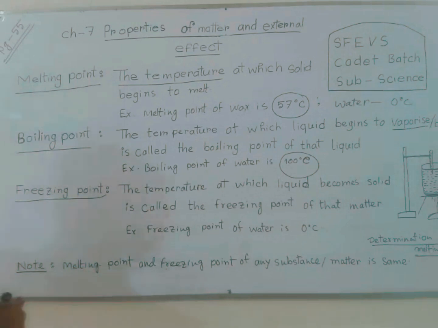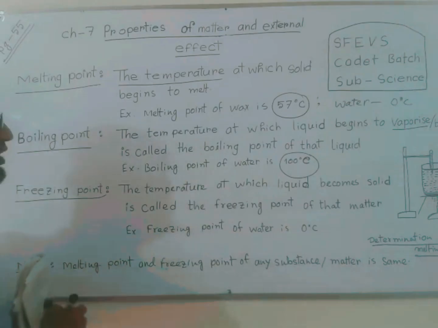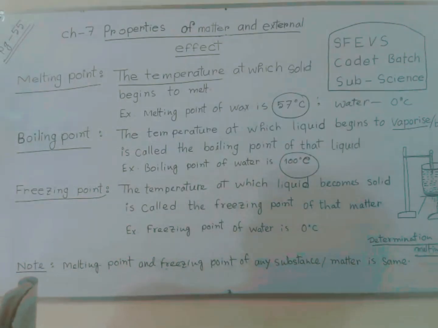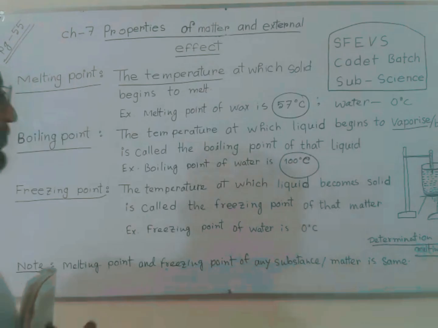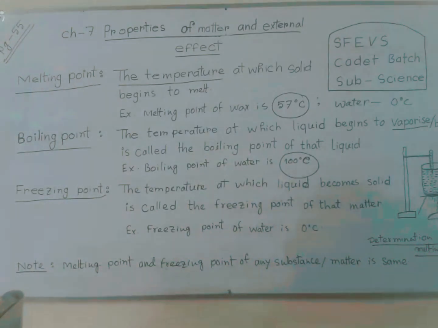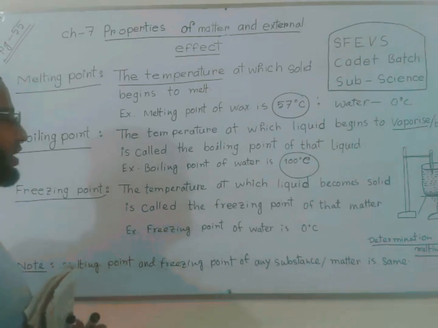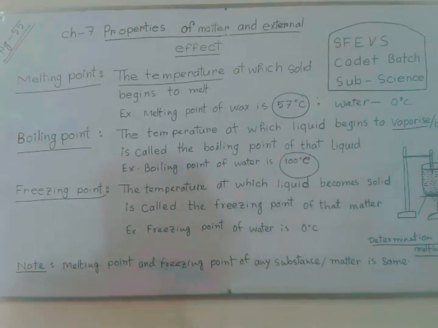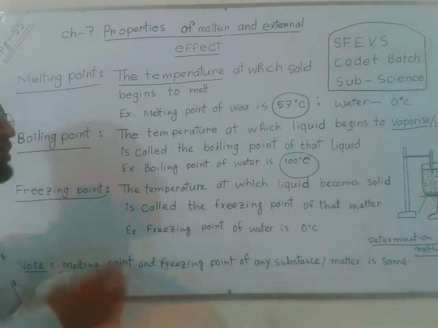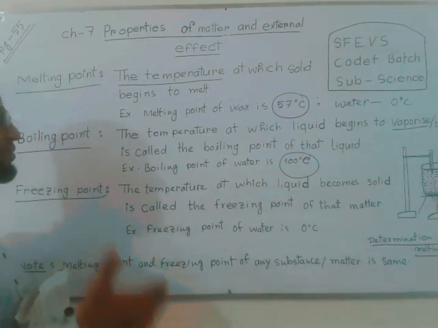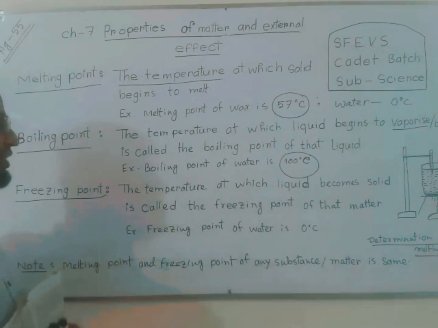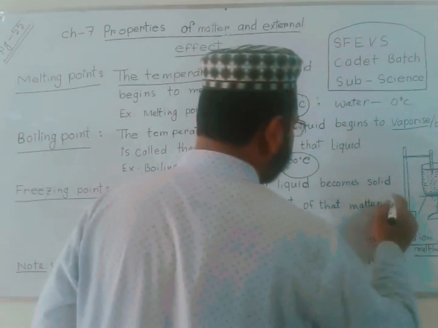Then comes freezing point. Freezing point is the temperature at which liquid becomes solid. It is called the freezing point of that matter or liquid. So freezing point of water is 0 degree Celsius. Again I am repeating, freezing point is also a temperature, the temperature at which liquid becomes solid is called the freezing point of that liquid or matter.